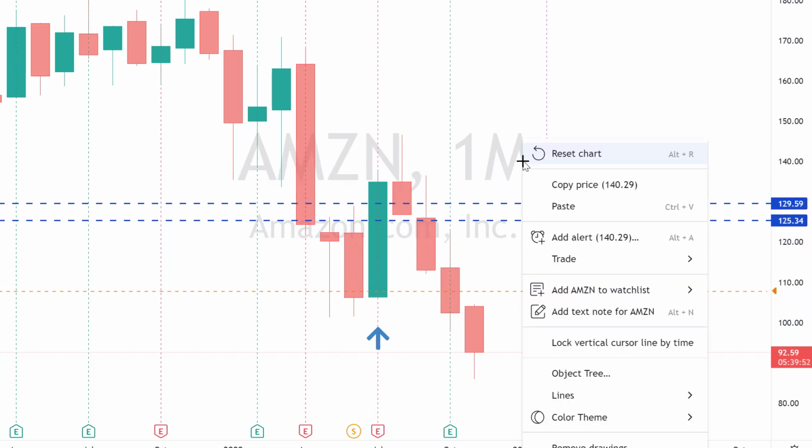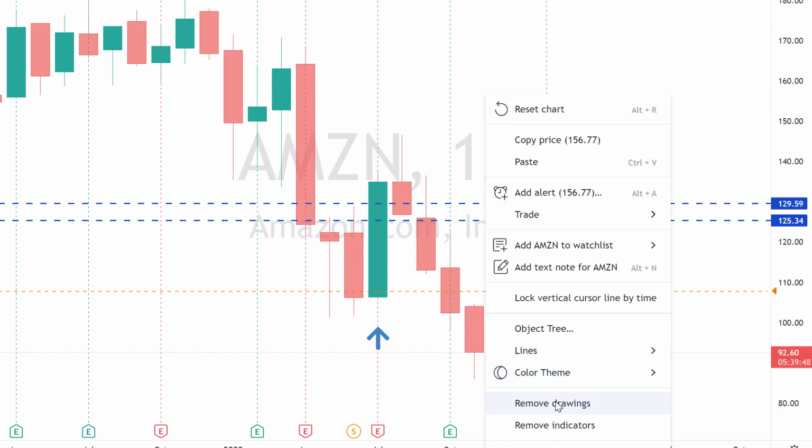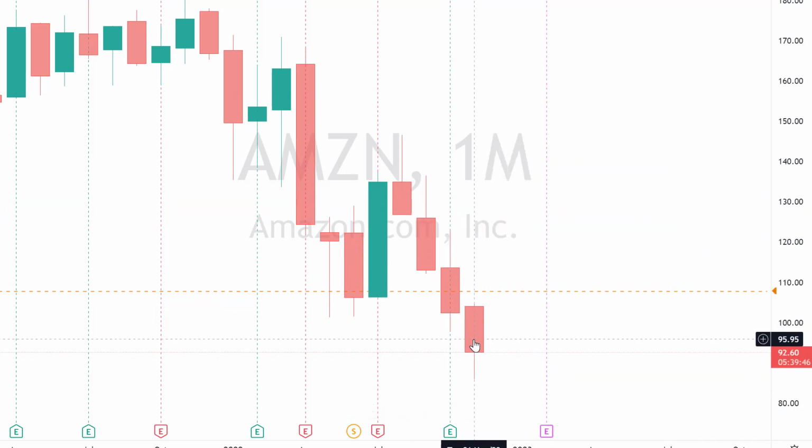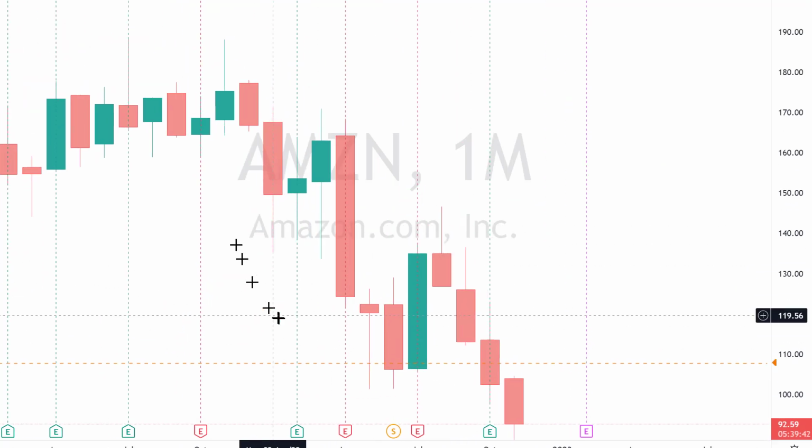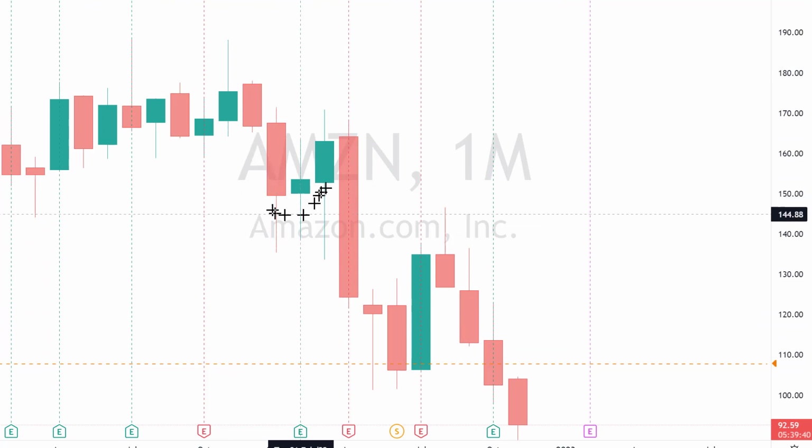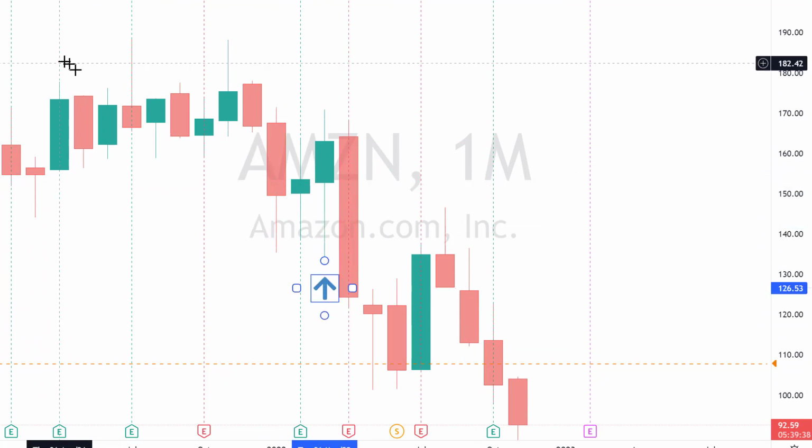Now you can see there has not been an opportunity here for Amazon at all. So there should be no buying done at Amazon at all. And that's the thing people need to understand. Also over here, let's say you bought right here.